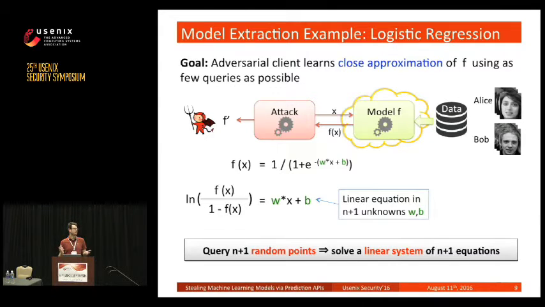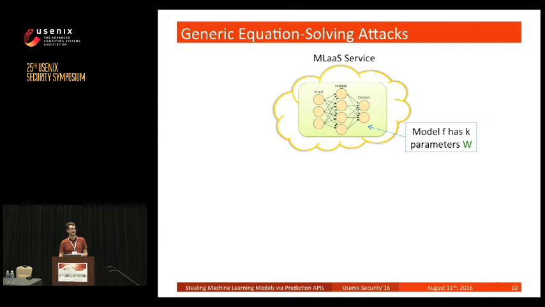So the takeaway: you do a bunch of random queries, essentially one per dimension, or number of parameters in your model, and you get a nice linear system of equations. Everyone knows how to solve these. And you extract a model that, up to maybe numerical approximations, is identical to the target. We call this type of attack generically an equation-solving attack.